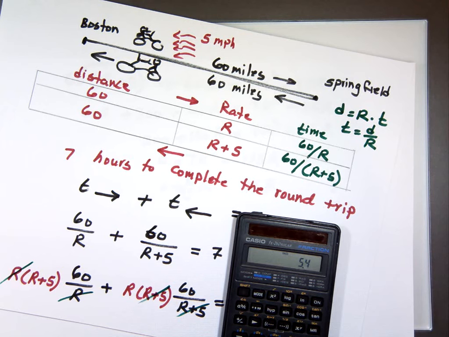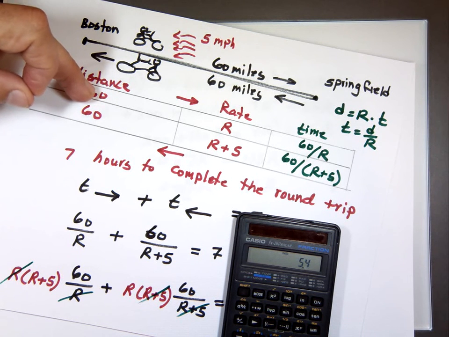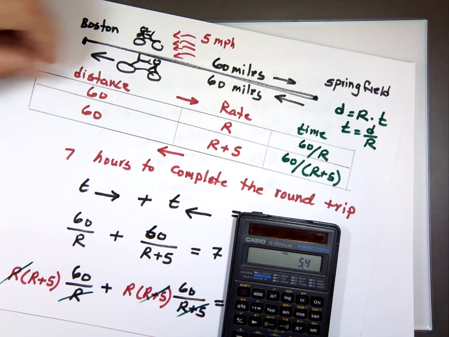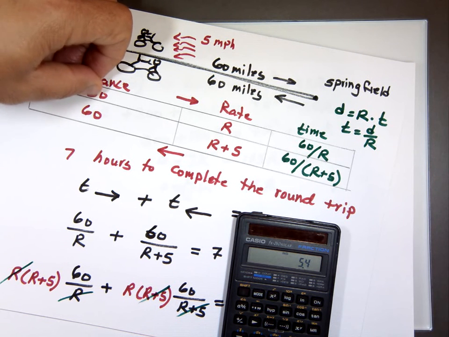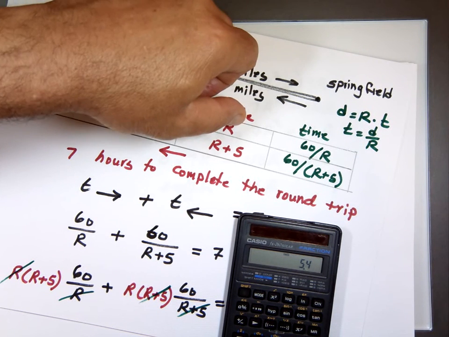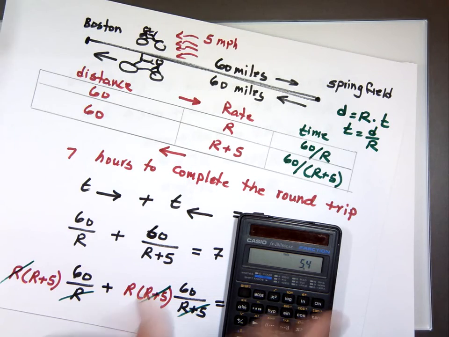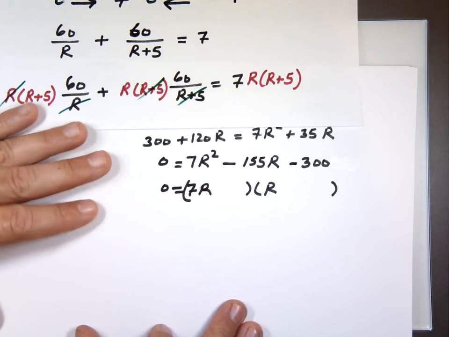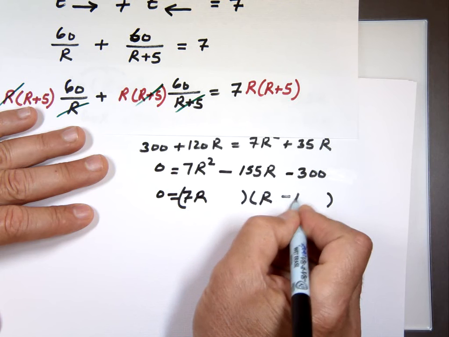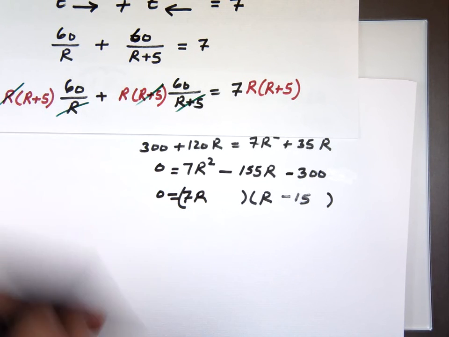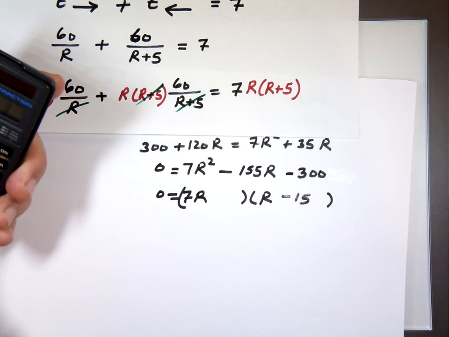30, that'll give me 20. How about if I go slower? 15. That gives me 4 hours. Yeah, 15. Let's see. $300 divided by 15. What is that? 20?